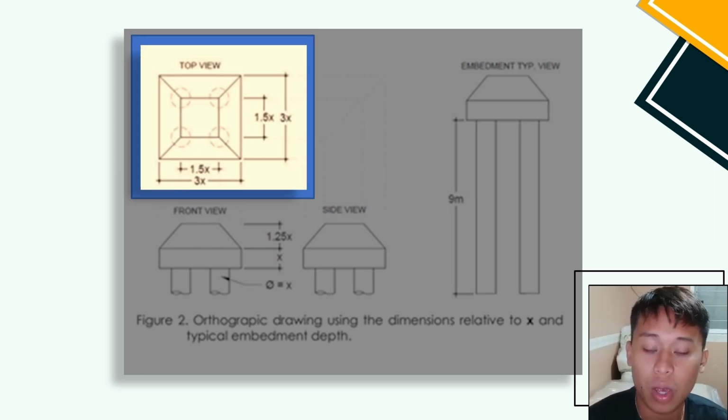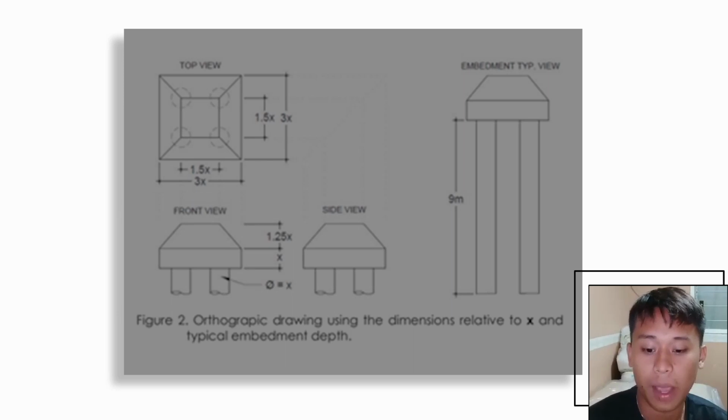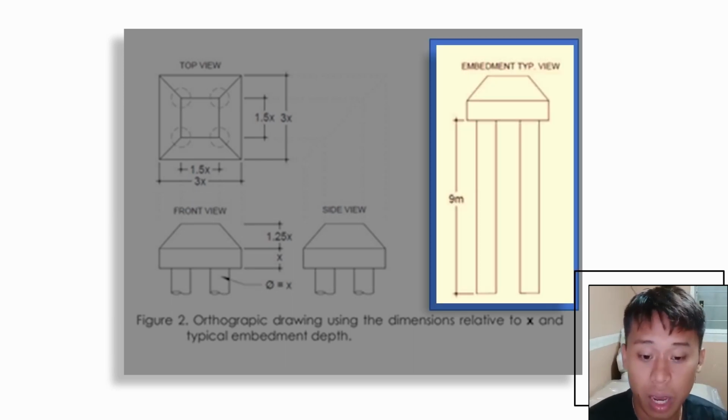Looking at the top view, we see a truncated square pyramid that has base side A equal to 3x each side, and base side B equal to 1.5x. The front and side views are the same. We have dimensions of x for the diameter of a cylinder, 1.25x for the height of the truncated square pyramid, and x for the height of the cuboid. Lastly, for the embedment view, we have the height of a cylinder which is equal to 9 meters.